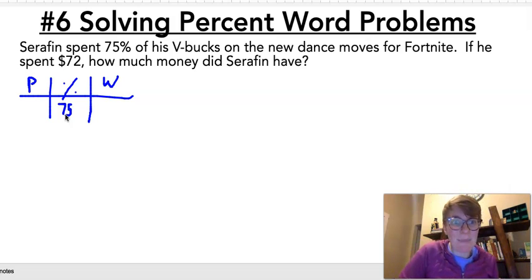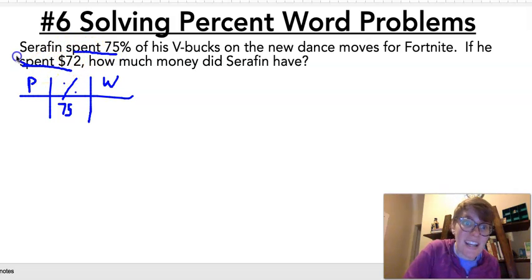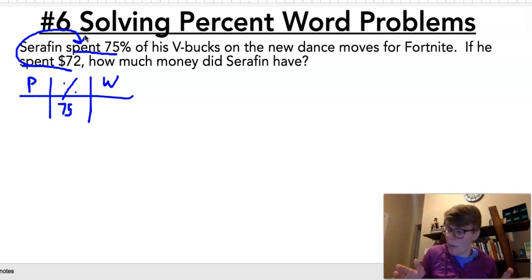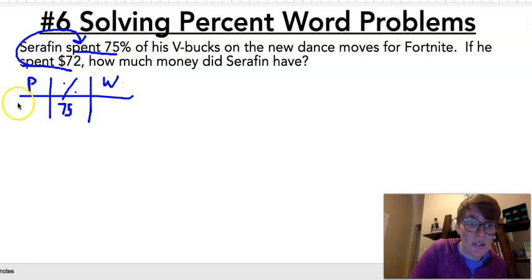Now, it says that he spent $72 on the dance moves. Now, is $72 all of his money or part of his money? Well, let's see. It says he spent this on the V-Bucks. I see the word spent here, and I see the word spent here. This $72 is representing 75%. So it's not representing the whole, it's representing part of all the money that he has. So I know that 72 is going to go over here in our part.